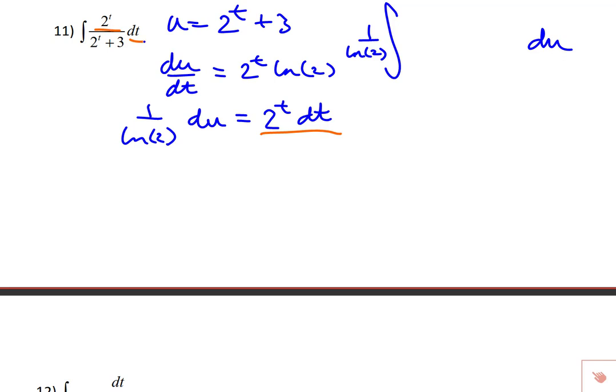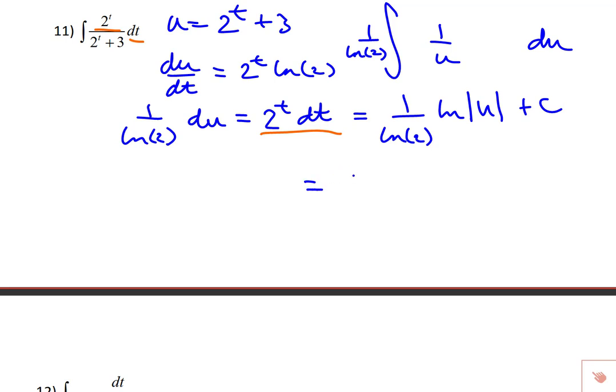Okay, and then in between, notice the 2 to the t dt is what just got replaced with those two items. The only thing left would be then 1 over u. So this equals 1 over the natural log of 2, that's our constant here, times the natural log of the absolute value of u, that's our antiderivative there, plus c.